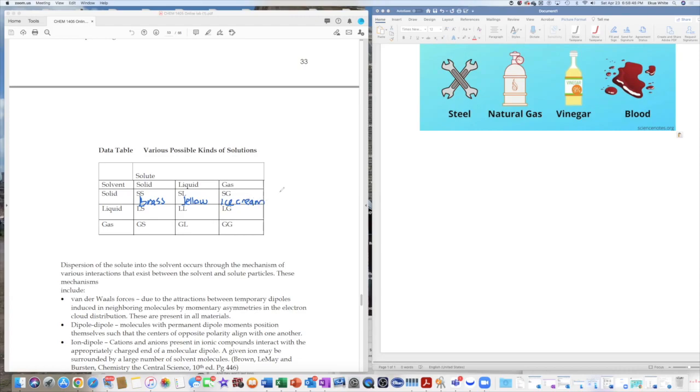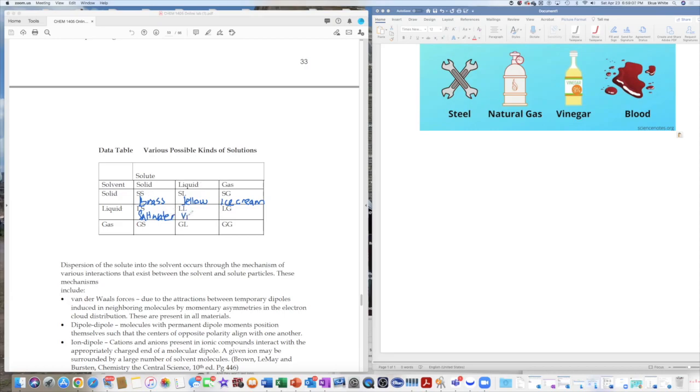And you can even think maybe styrofoam or marshmallows, kind of that texture, right? And then over here, we have a solid inside a liquid. That will be what? Salt water. Excuse my handwriting, I'm writing with the mouse. And then liquid and liquid, that can be vinegar or alcohol.